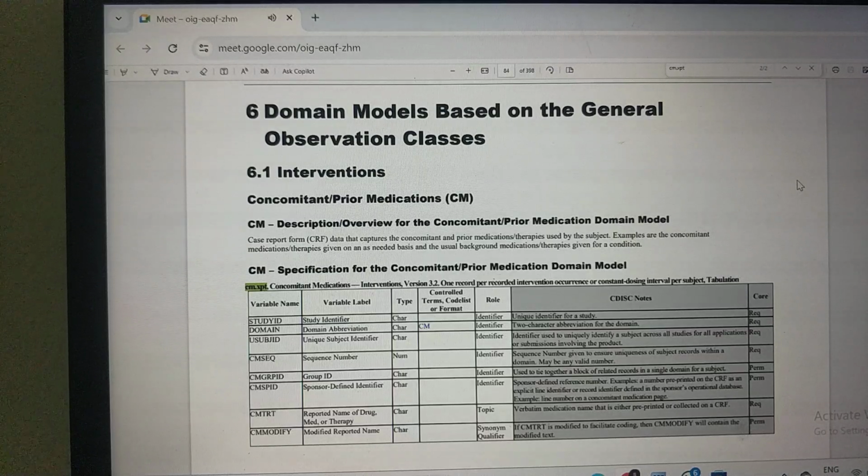There's concomitant medication, and then substance use also we can take, right? Substance use domain. Anyway, today we are going to discuss the concomitant medication. Here, not only the concomitant medication, we are going to map the prior medication. Prior medication is, before enrolling in the clinical trial, whether the subject has any previous history of taking any drug.